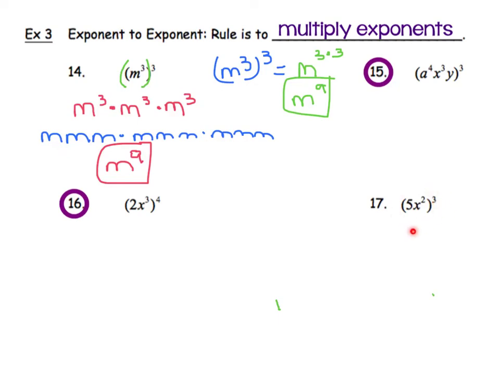So I'm going to rewrite the problem, okay, so that I can understand it a little bit better. Now the question is, how many times am I multiplying what's inside of these parentheses? Hopefully you said 3 because that's the exponent on the outside. So that's 5x squared times 5x squared times 5x squared.